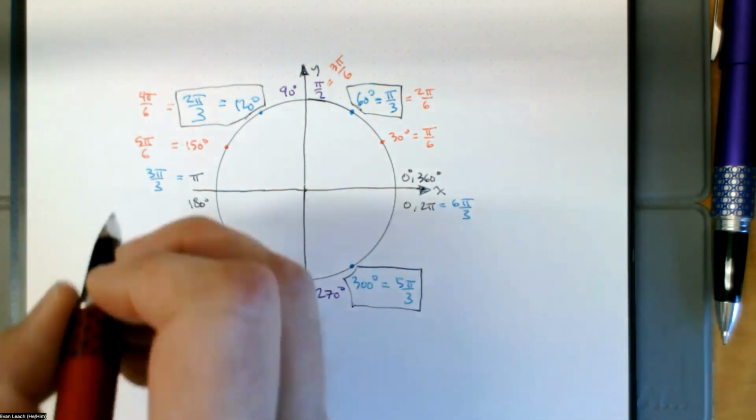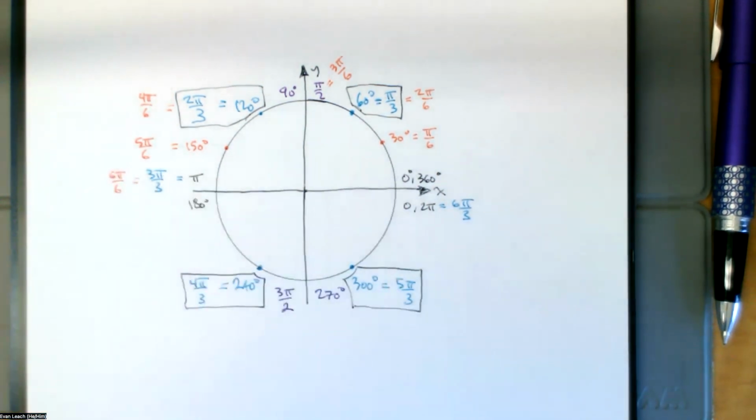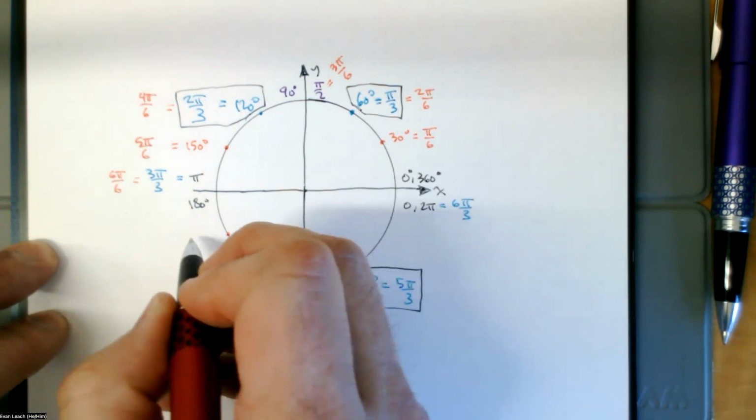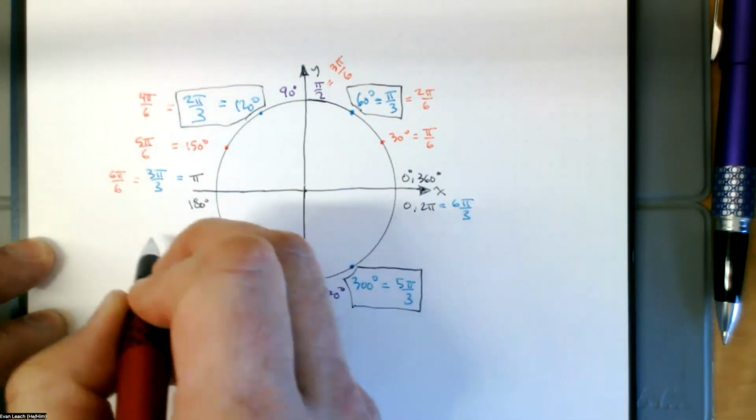6 pi over 6, we've already got that. A better name for that. That's just pi. 7 pi over 6, that one doesn't simplify. It's a new one. I'm going to go down to -1/2. And 7 pi over 6 happens at 210 degrees. So that's 7 30s or 210 degrees.